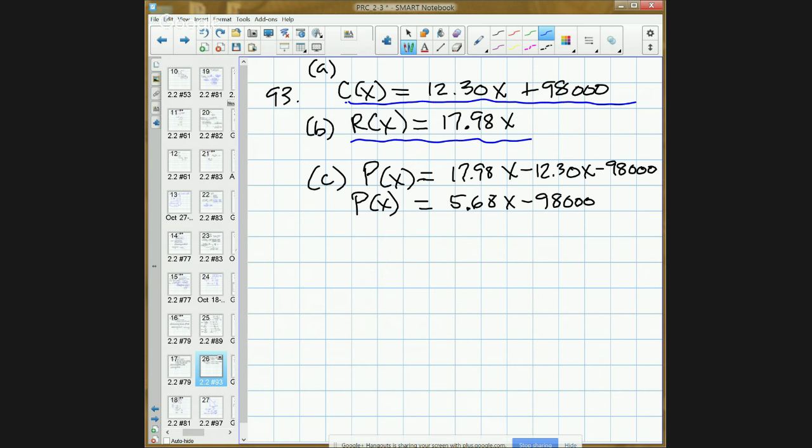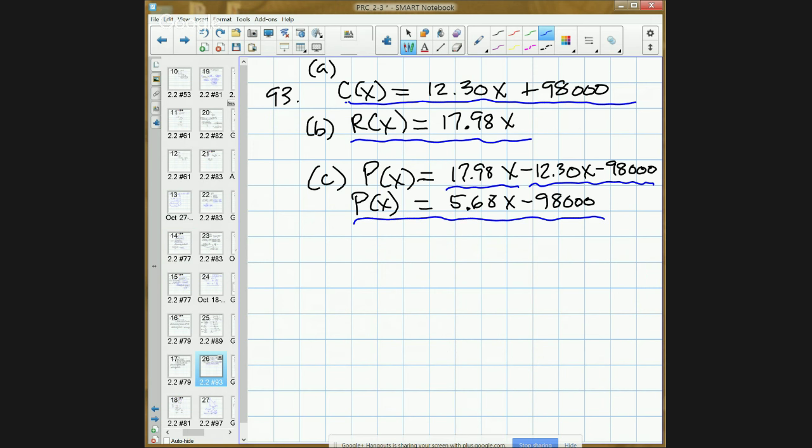So I guess I've already done A and B. Now comes part C. In part C, find the profit. Well, profit, you take the revenue and subtract the cost. So all I did here is take the revenue equation, 17.98x, and from it, I subtracted the cost equation. And then if you just do a little algebraic simplification, that is combine the two like terms, the x terms, you should have your profit.